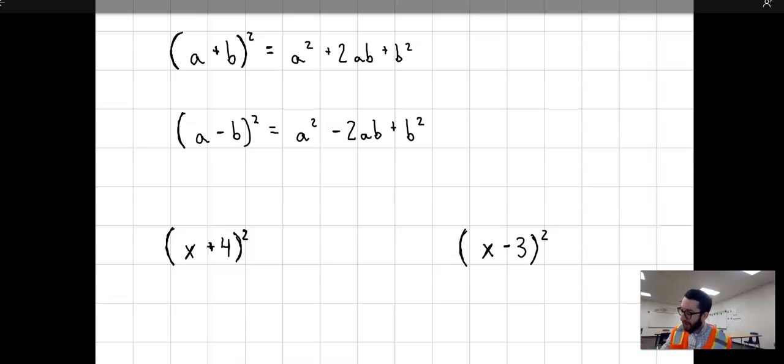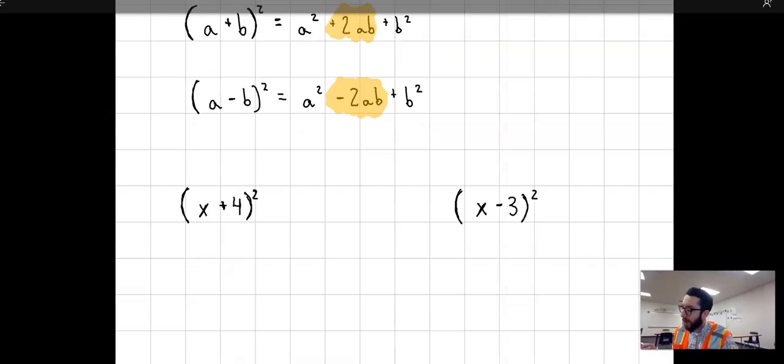And so the biggest thing that I find my students do is they forget this middle term. When you do this, make sure you square your first value and you square your second value. But it's that middle part, the plus 2ab or the minus 2ab, that students have confusion with. So let me show you what I mean.